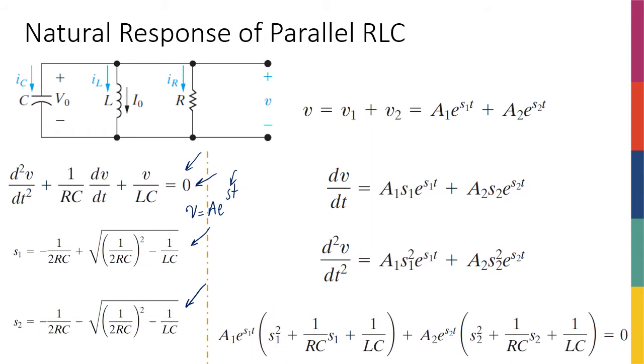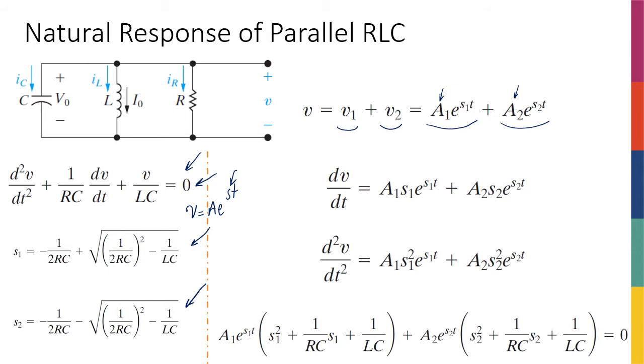We can say that V could actually be equal to V1 plus V2, where V1 is some A1 times e to the power of S1t, and V2 is A2 times e to the power of S2t, right? So basically we are claiming that if I write my V based on the two of them, I can keep both of my roots, both of my answers, S1 and S2, of course with different coefficients, right?